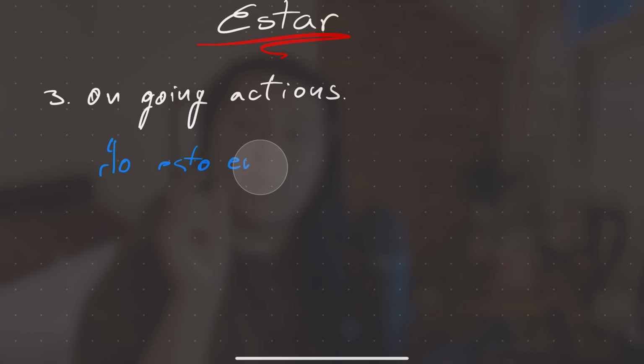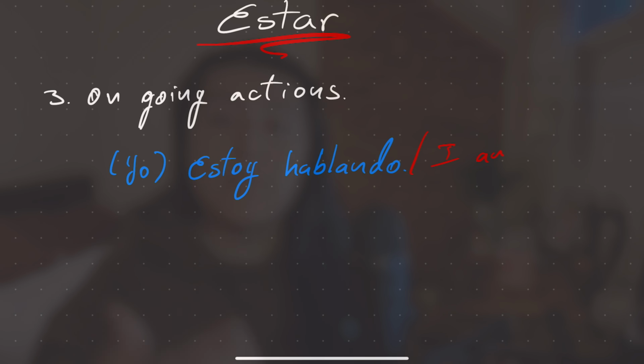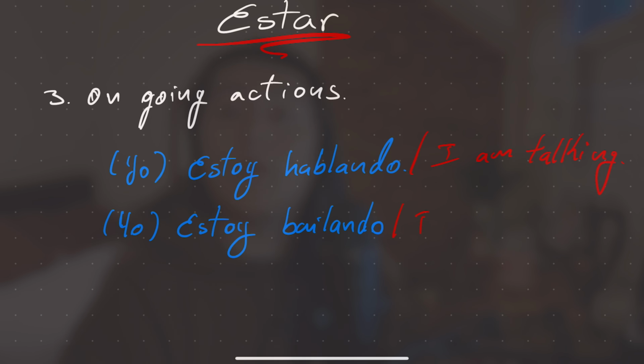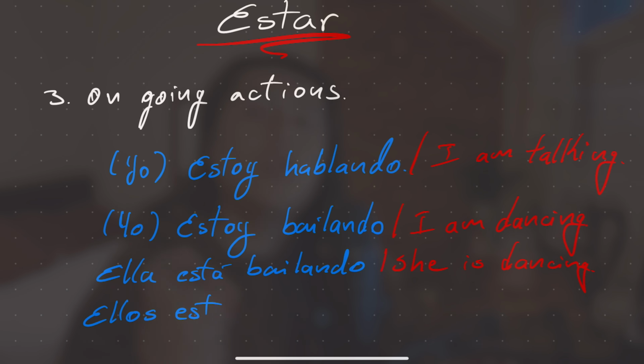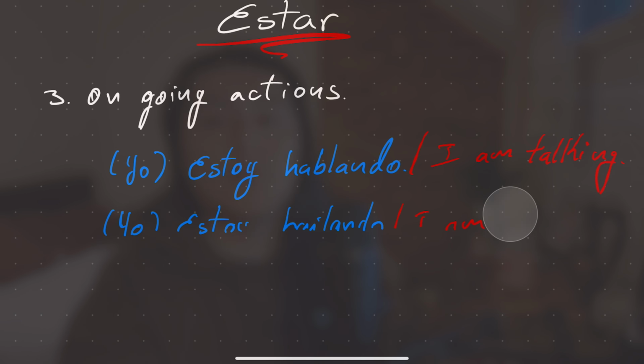So this verb to be right here, we don't use ser, we use estar. Yo estoy enseñando. I am teaching. Estoy hablando. I am talking. We could say estoy bailando. I am dancing. Ella está bailando. Ellos están bailando. They are dancing. So for ongoing actions, for things that are taking place in the moment, we use the verb to be estar.